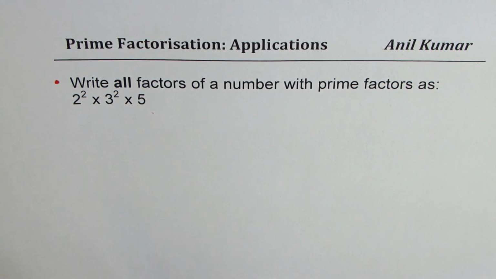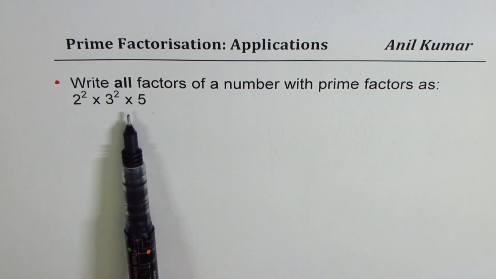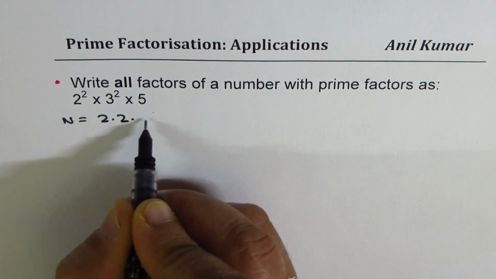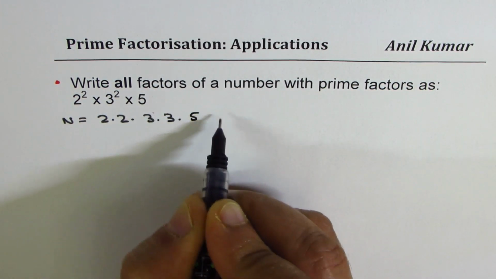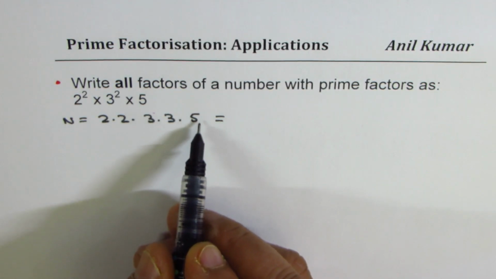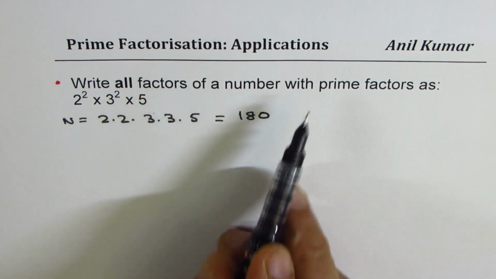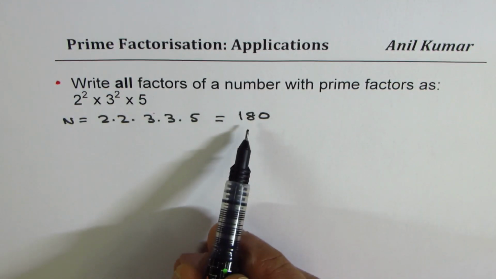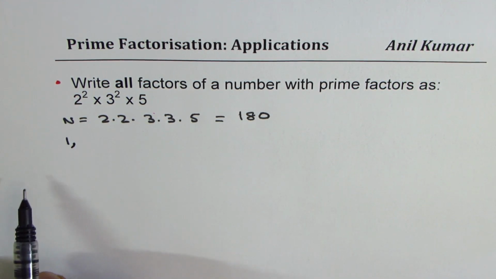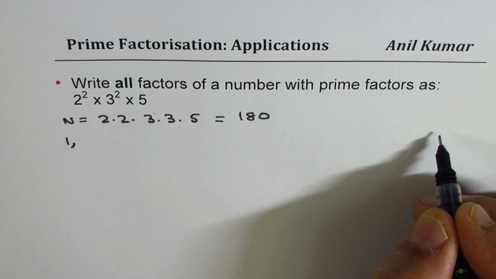The question here is, write all factors of a number with prime factors as 2 square times 3 square times 5, right? So we know that the number is 2 times 2 times 3 times 3 times 5, and we know this number is 4 times 9 times 5. So 20 times 9, 180. Now let us see how to list all the factors. Well, of course, one of the factors will be 1, correct? So one of the factors is 1, and we know 180 will also be a factor. So let me write 1 and 180 here.